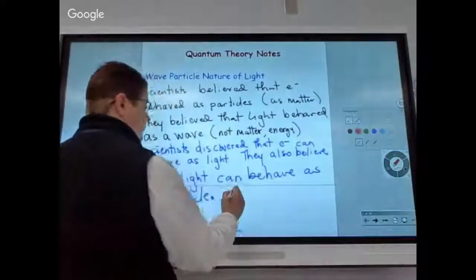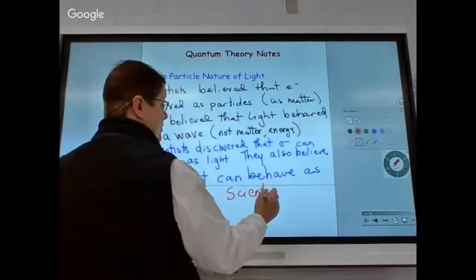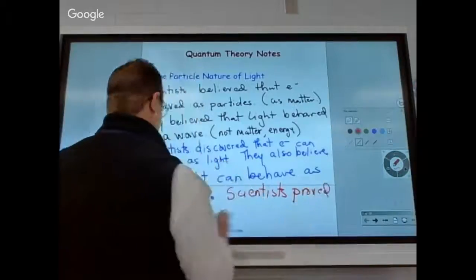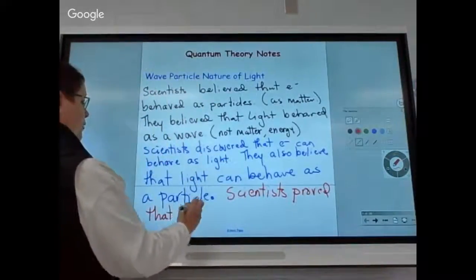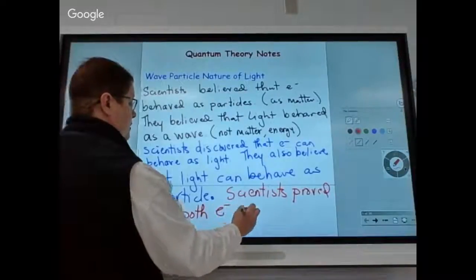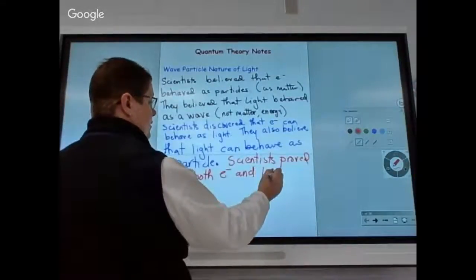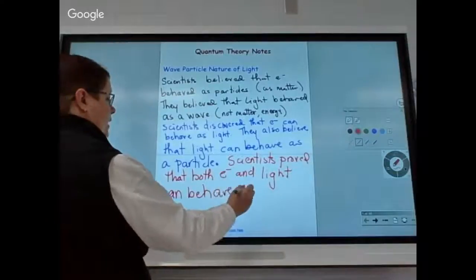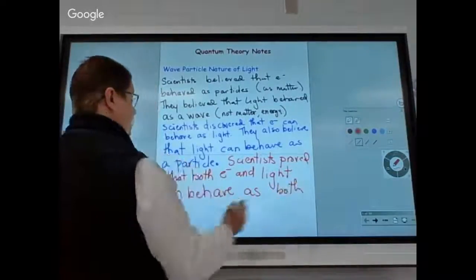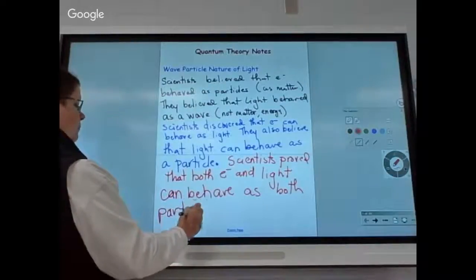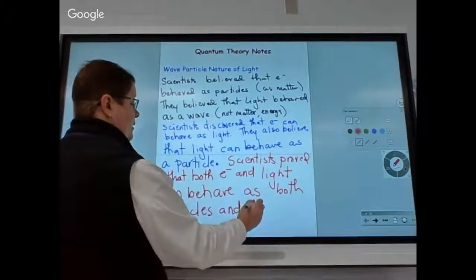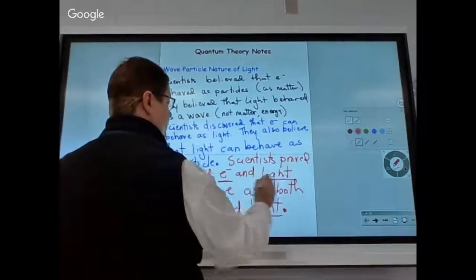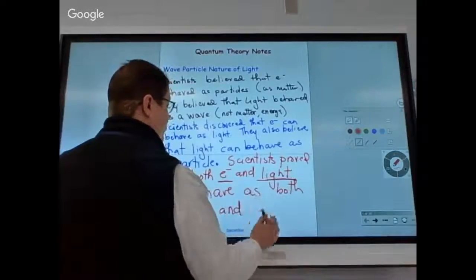Okay? So, in a nutshell, scientists proved that both electrons and light can behave as both particles and waves. It doesn't make much sense.